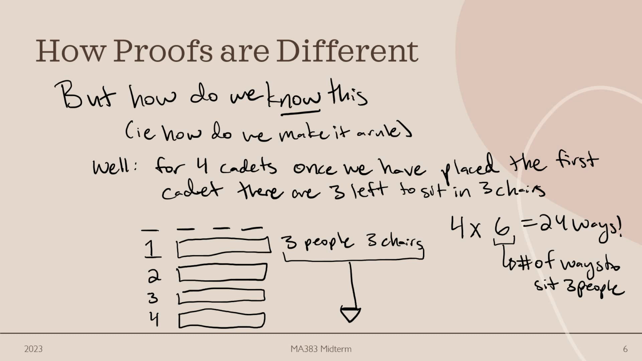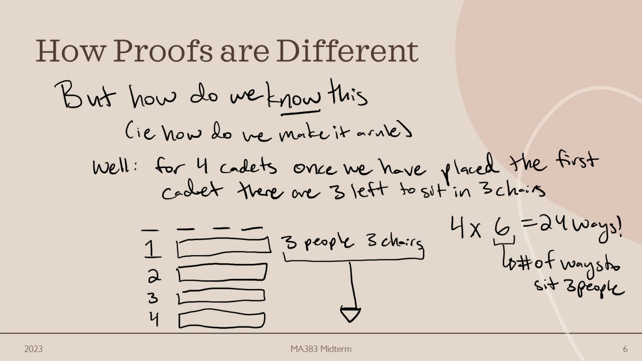So from this example of 3 people, we need to work to derive a rule. So for 4 people now, right? Once we've placed the first cadet of that 4, now we have 3 cadets left over and 3 chairs to sit in. But we've done this example before. In the example on the slide before, we showed that for 3 cadets and 3 chairs, there are 6 different ways they can sit.